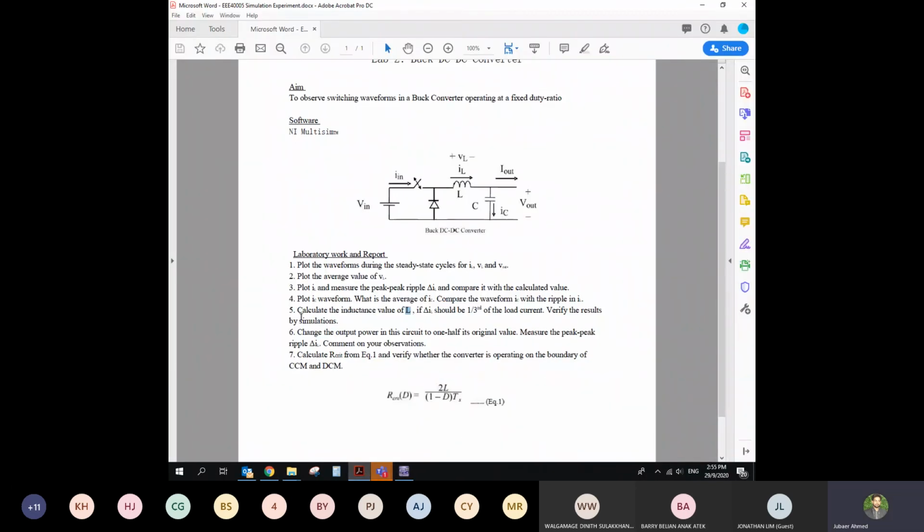The objective of this particular question is to make the output power half of the original value and measure the peak to peak ripple. So when the output is half, then you have to measure the peak to peak value.